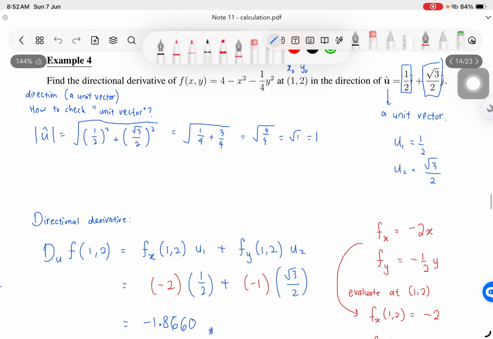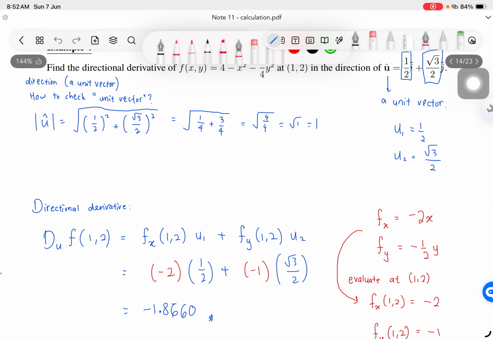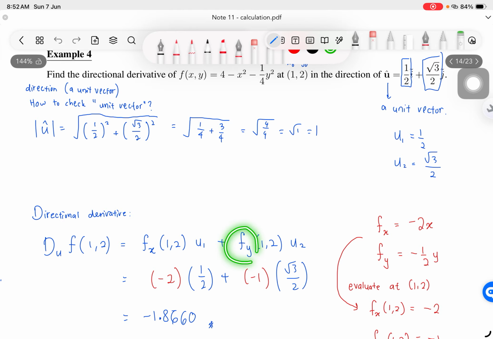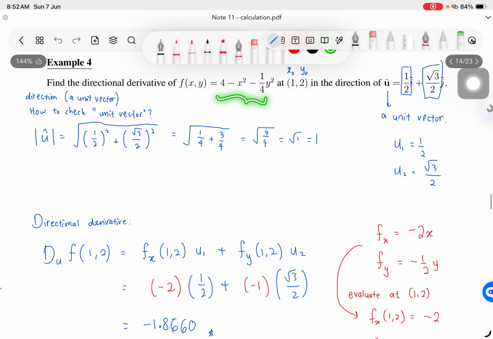Okay, so now we want to find the directional derivative. So meaning that fx at the given point x naught, y naught, times u1, plus fy(1, 2) times u2. So to find fx here, from here you differentiate with respect to x, so you obtain negative 2x. And then to obtain fy here, differentiate this one with respect to y, so you obtain negative 1 times y.